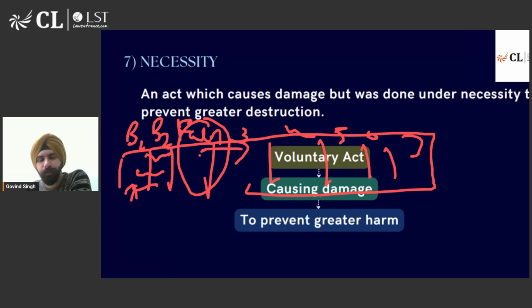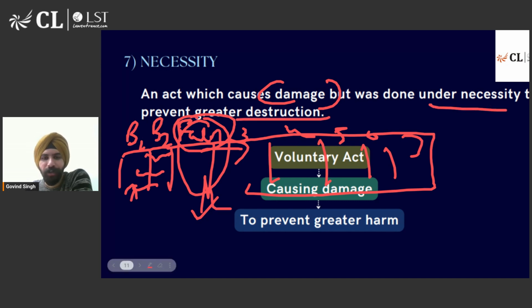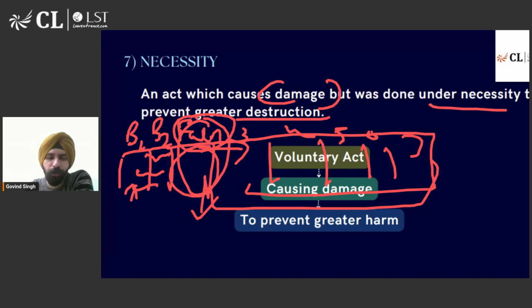You burn the whole farm so that the fire does not spread further, because when the farm is burnt, the fire would not travel farther ahead, right? Because how would fire travel through something already burnt? So you obviously caused damage to someone's farm, which had agricultural produce, which had crops, but you did it under necessity to prevent greater destruction. If these 4 buildings had caught fire, there would have been far more damage than what was caused by burning just one farm.